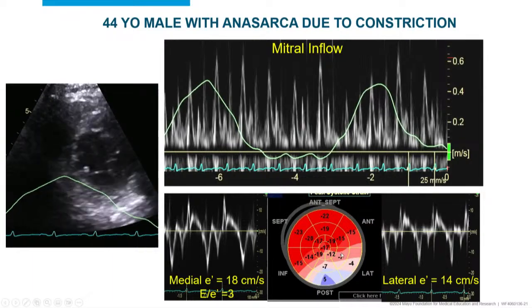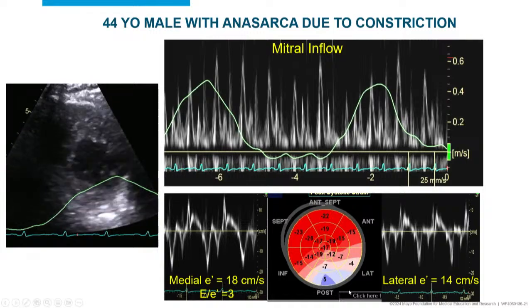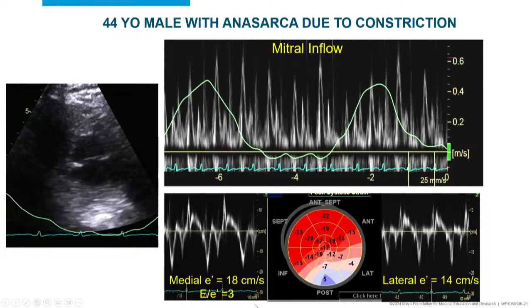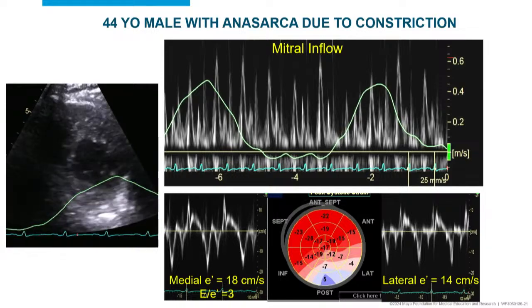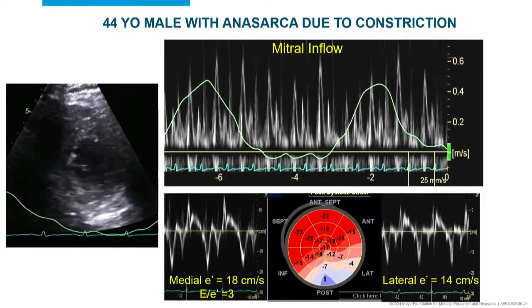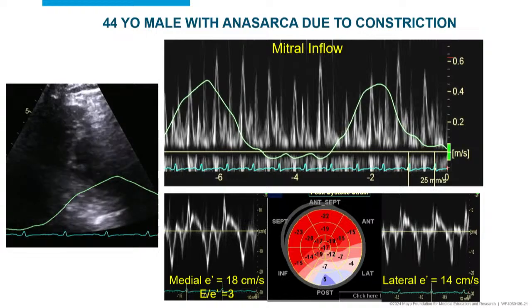And you can see the strain imaging is exactly the same as before, and the lateral is 14 and medial is 18. I mean, we are done. This is constrictive pericarditis, and we send him to pericardiectomy because I don't think we need anything else. Nothing else can be the diagnostic possibility with these parameters, right? Because nothing else can do that.